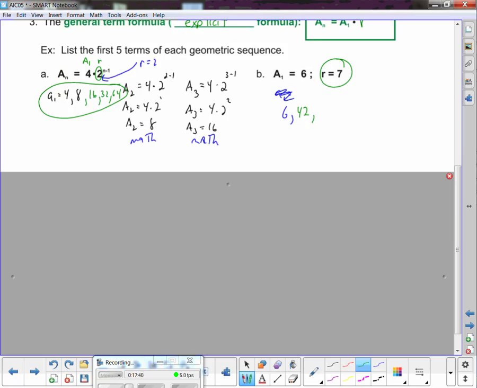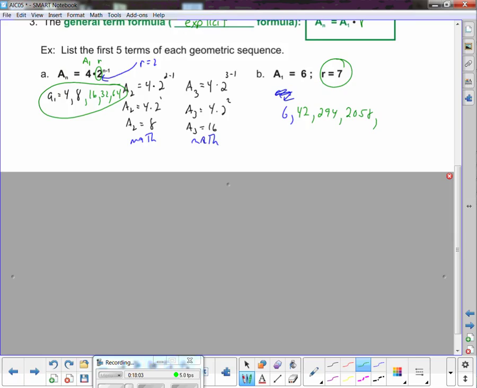Who's got it punched out? Connor, what do you got? 294. Anybody agree? Everybody catch on? We're multiplying 42 times 7. And to get the next term, we're going to multiply 294 times 7, right? So what's that one? 2058, and that's the fourth one. We need one more, right?